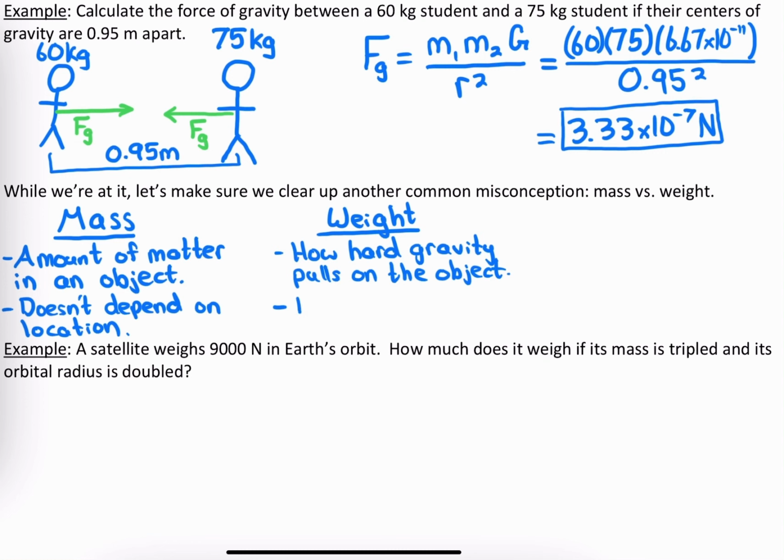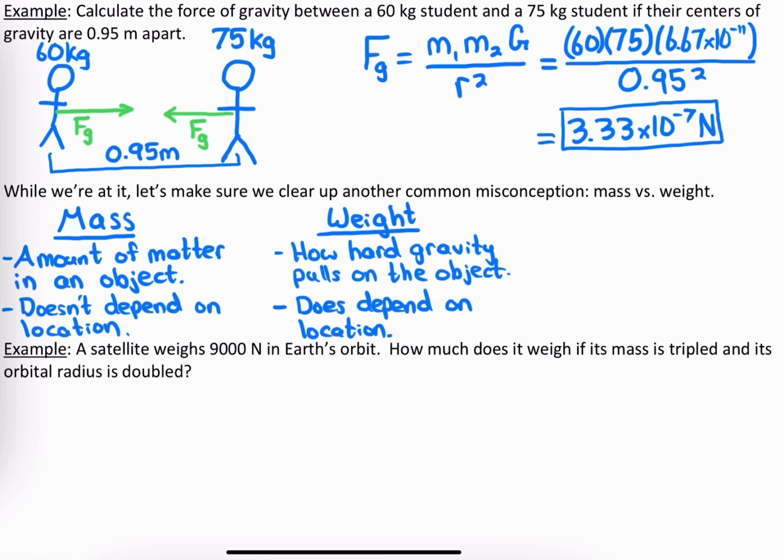So the weight does depend on location. In fact, you don't even have to leave planet Earth. If you go to the top of Mount Everest, you're actually a little bit further away from Earth up there. So I think your weight ends up being like 1% less or something like that, even though your mass would be the same.